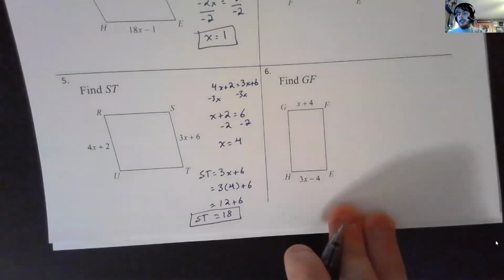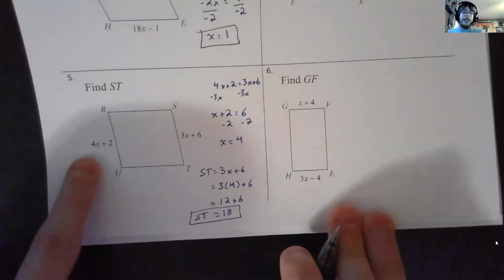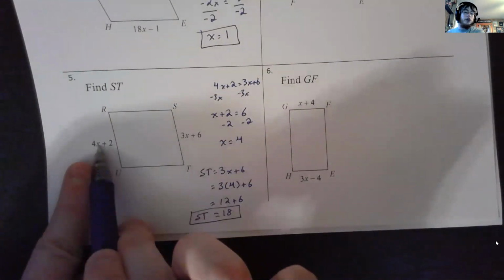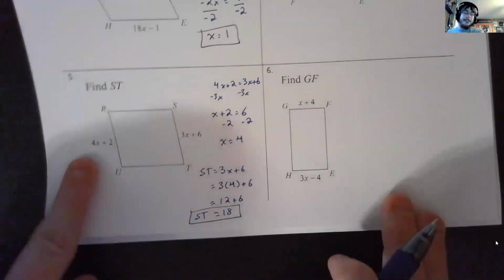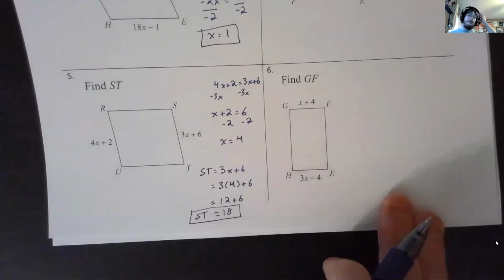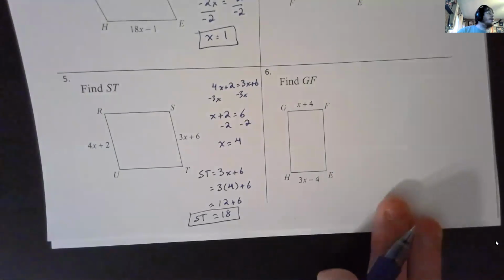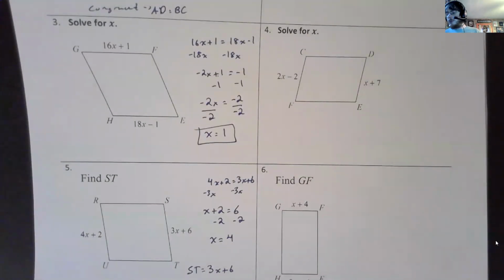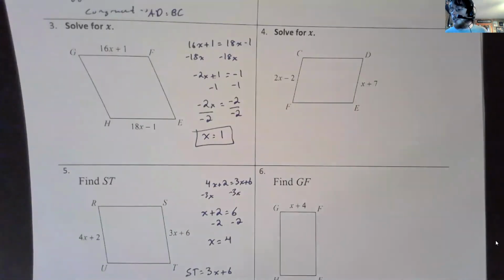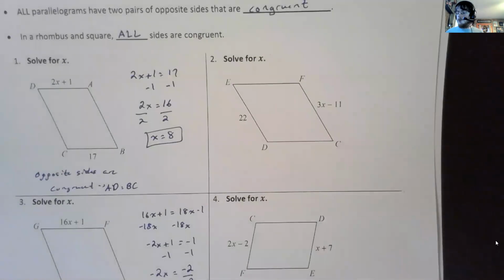You could also plug it into the other one because you know these are the same. If you take 4 times 4, you get 16 plus 2 is 18, which was the same thing we got for ST. So I want you to try number 2, 4, and 6 on your own. Pause the video, come back to it, and check your answers.